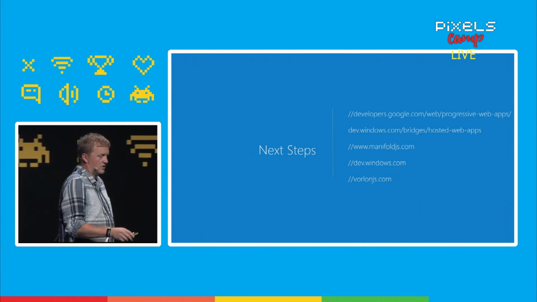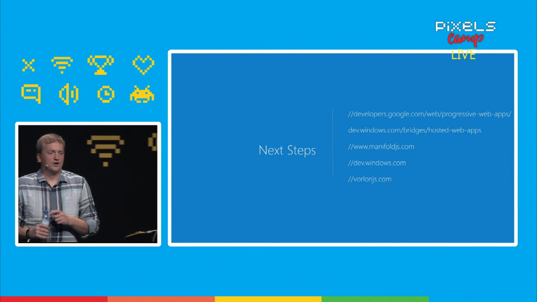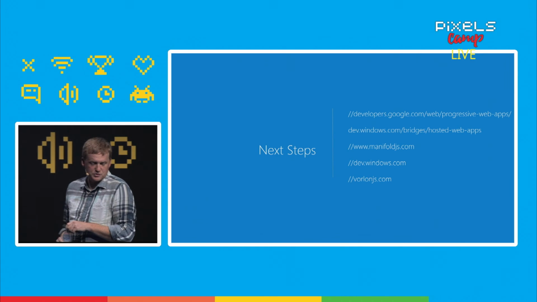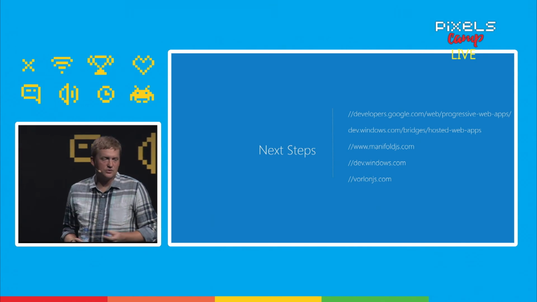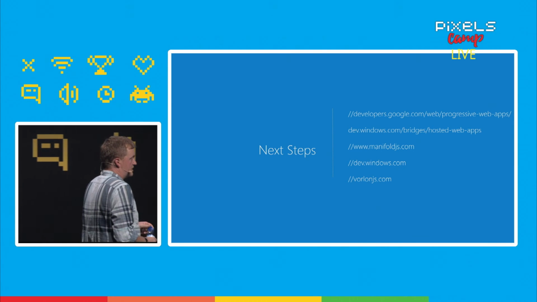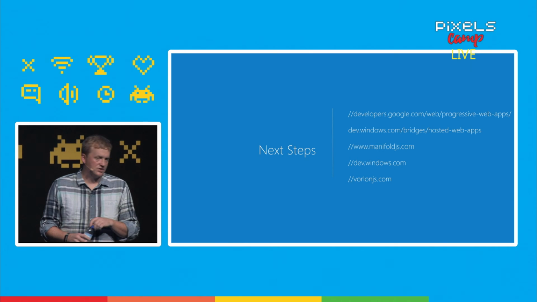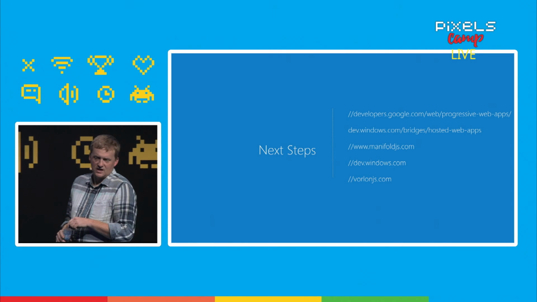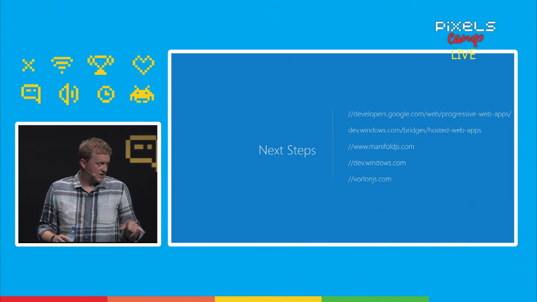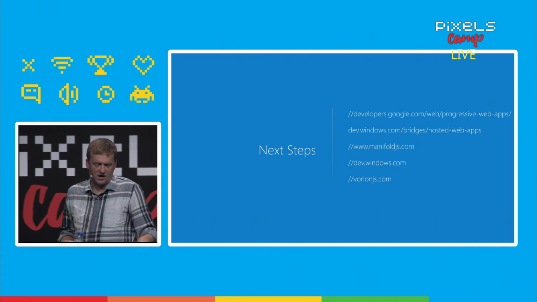Okay, so next steps. To learn more about progressive web apps, you should go to Google's page on it. So this is on the Google developer site. Learn more about what Windows is doing with hosted web apps. You can go to dev.windows.com here. The tool that we showed was ManifoldJS. To learn how to develop apps for Windows, you can go to dev.windows.com.